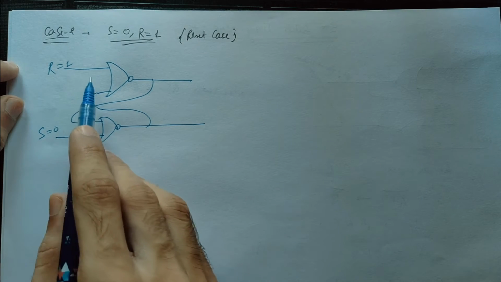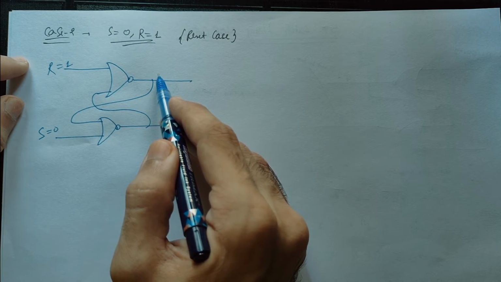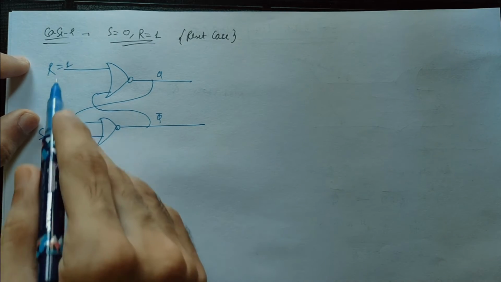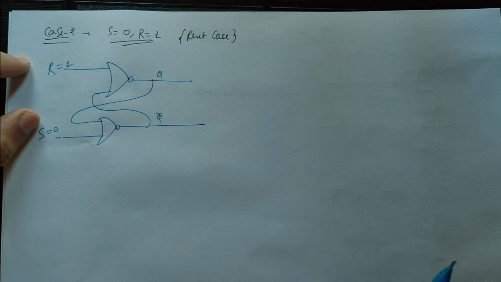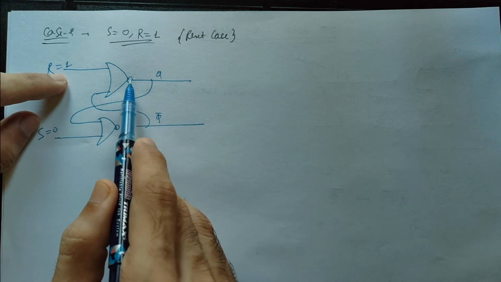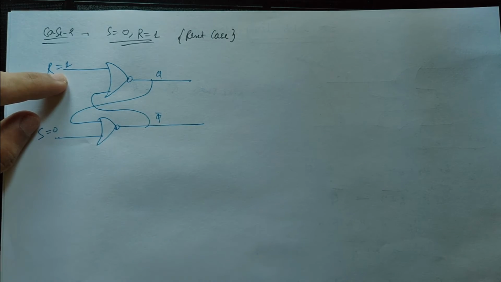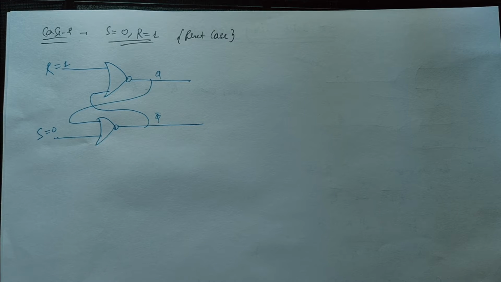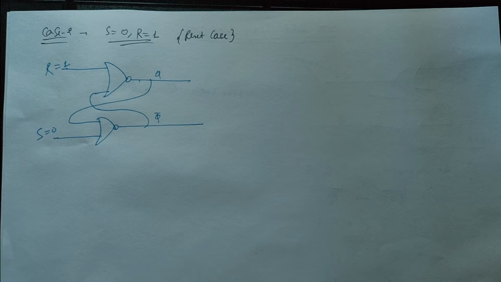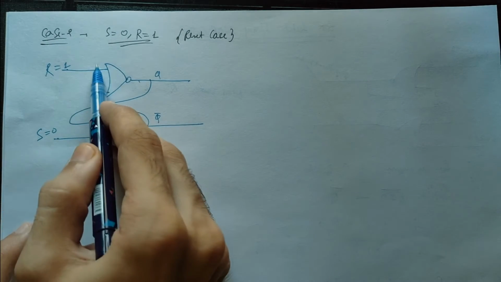Suppose the previous outputs or previous states were Q and Q bar, right? So what will happen now is S is 0, R is 1. See, in a NOR gate, whenever one of the inputs is 1, the output will always be 0. Why? Because in OR gates, if one of the inputs is high, then the output is high, but NOR is the complement or inversion of OR. So in NOR gates, whenever one of the inputs is high, the output will always be low, right? So here R is 1, this would be 1.